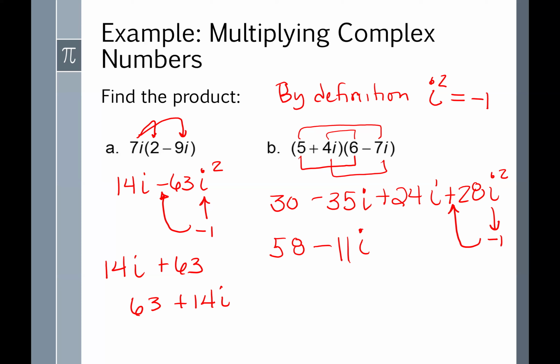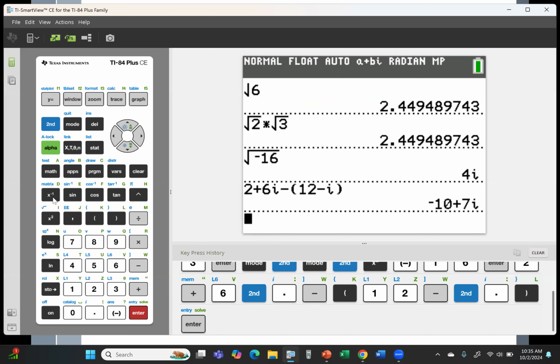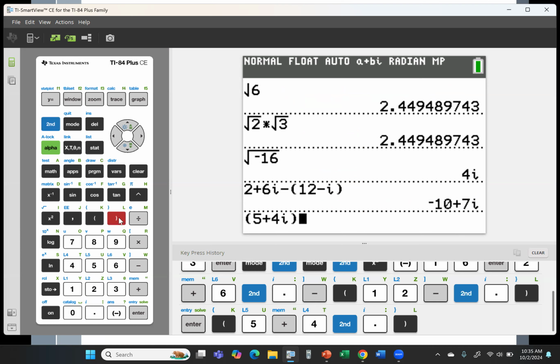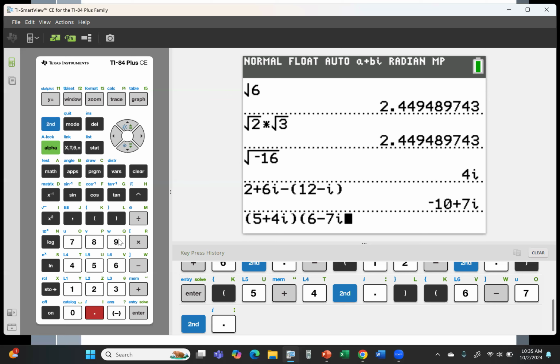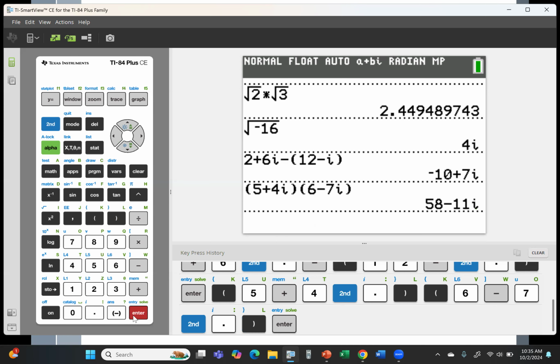And real quick, let's run over to the calculator and let's do this one. Okay, parentheses. 5 plus 4i, 5 plus 4 second decimal place, close those parentheses, open the parentheses for the next complex number, 6 minus 7i, correct? Close those parentheses. 58 minus 11i.